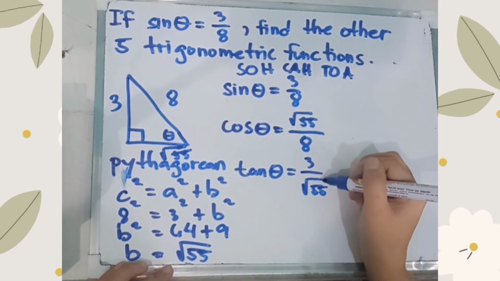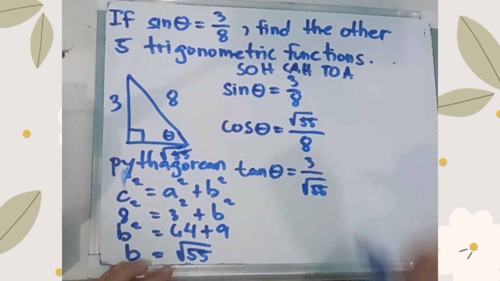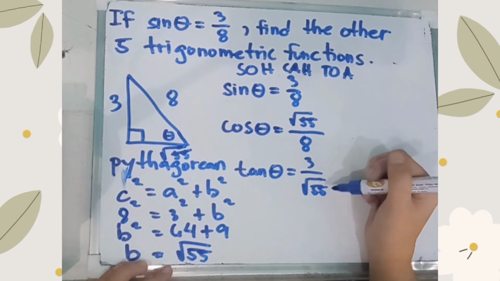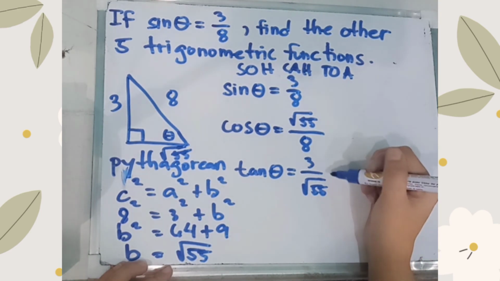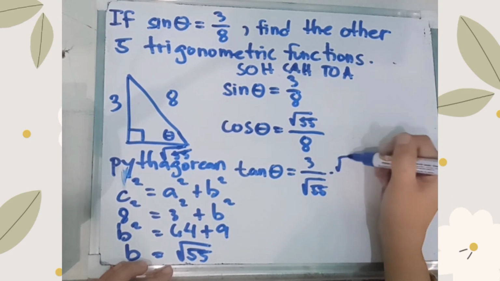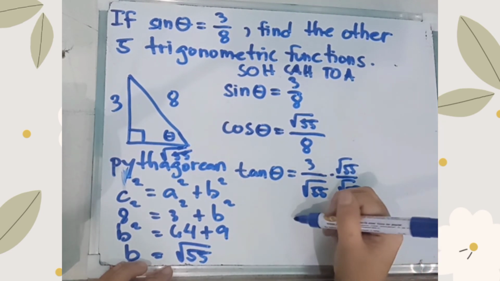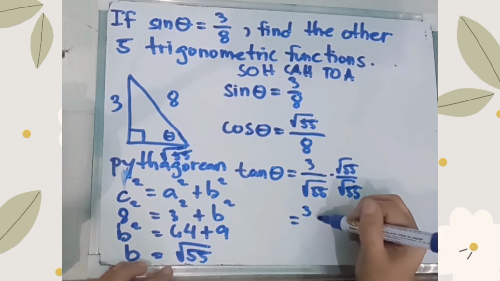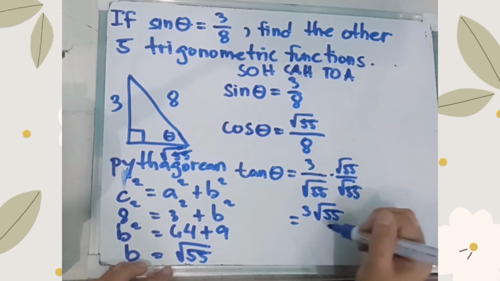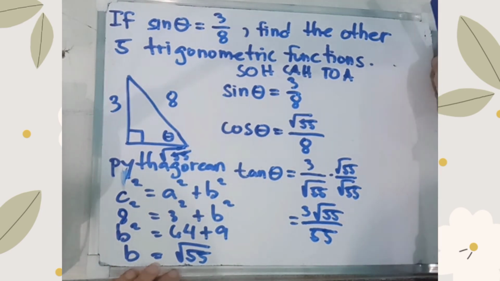I think I've already discussed to you regarding radicals. We know that the denominator cannot have radicals, so we need to rationalize this one. Multiply square root of 55 to both your numerator and denominator. Therefore, that is 3 square root of 55 over 55.